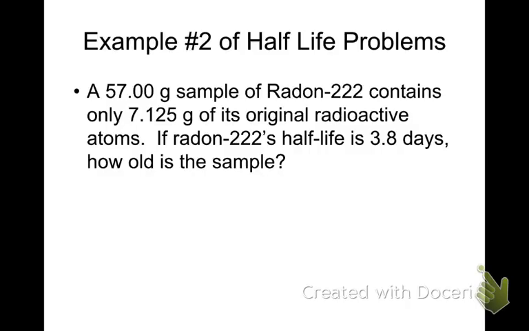So here we go. A 57.00 gram sample of radon-222. That is our original amount, so I'm going to call that N0. Contains only 7.125 grams of its original radioactive atoms. So in other words, it's decayed all the way down to 7.125. So that's how much that remains radioactive. We've been calling that N, and 57.00 grams is how much we started with.